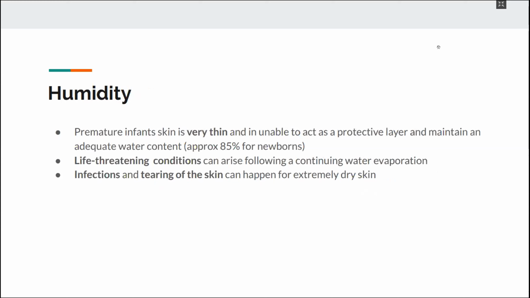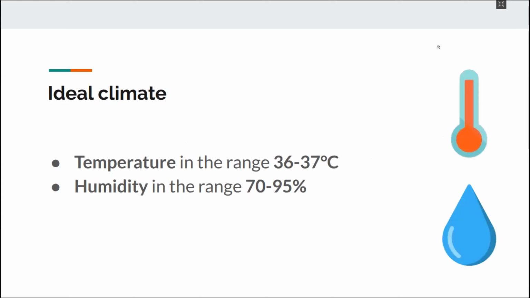When it comes to humidity, premature babies have very thin skin, and as a result, they find it very difficult to keep the humidity of their skin. Continuing water evaporation from their skin could lead to life-threatening conditions, which can lead to death or even infections. From research and academic papers, the required temperature range for premature infants is 36 to 37 degrees Celsius, and they need to maintain a humidity between 70 and 95%.